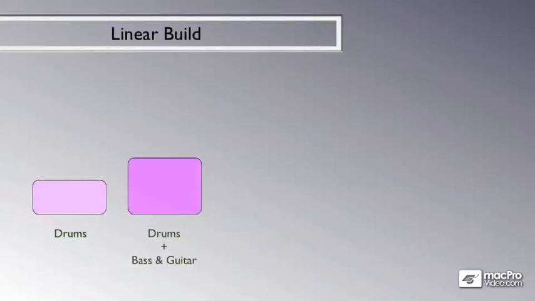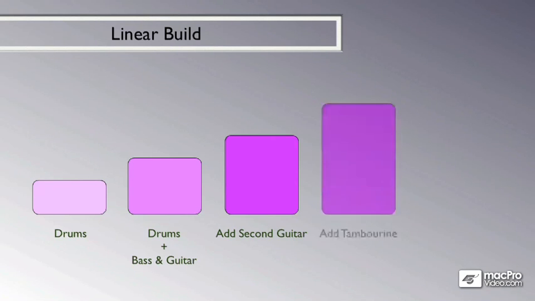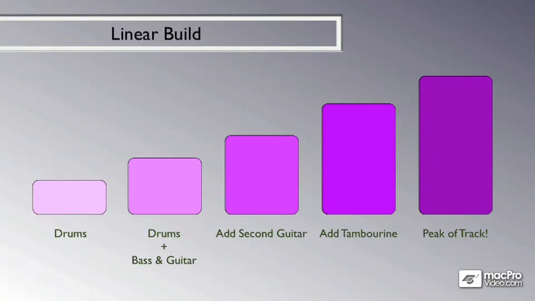For example, we start with a drum beat as a 2-bar intro. Then on bar 3, we can bring in our bass line and guitar part. 4 bars later, we can add a second guitar part. And 4 bars after that, maybe we can add a tambourine rhythm, and so on until we reach the peak of the track at the end of the spot. So in this structure, we're essentially taking the audience on a journey where the intensity increases throughout the spot, and hopefully generates a heightened emotion by the time it's over.